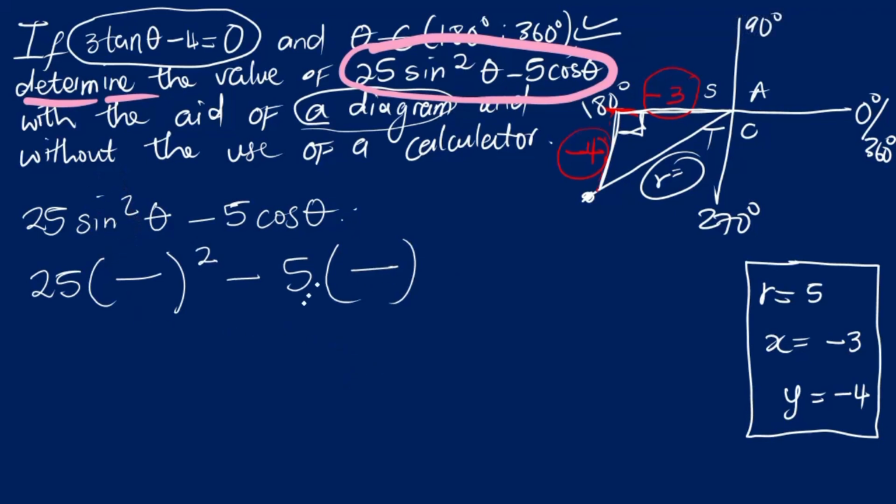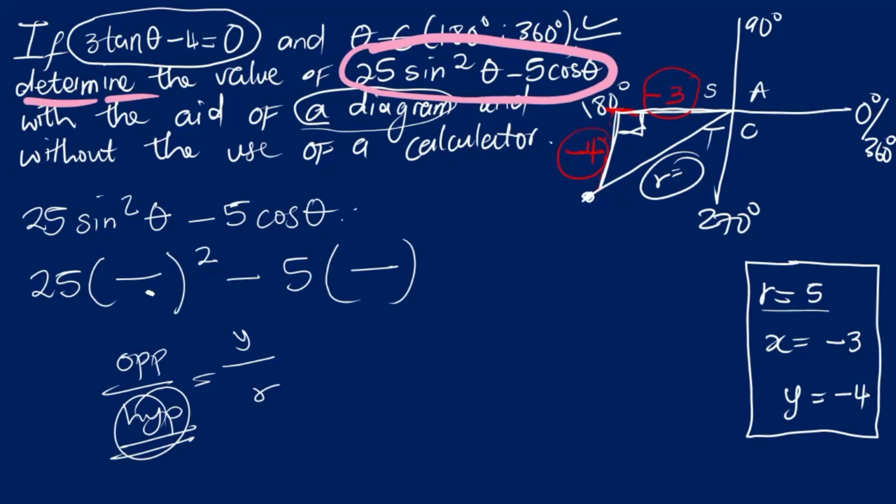So the sine compares what? The sine compares opposite over hypotenuse. How do we represent opposite? With y. How do we represent hypotenuse? With r. So what is my hypotenuse? My hypotenuse, we said my r, it's 5. So here I put 5. And then what is my opposite? My opposite is y. What is my y value? My y value here is negative 4. So I put negative 4 there.